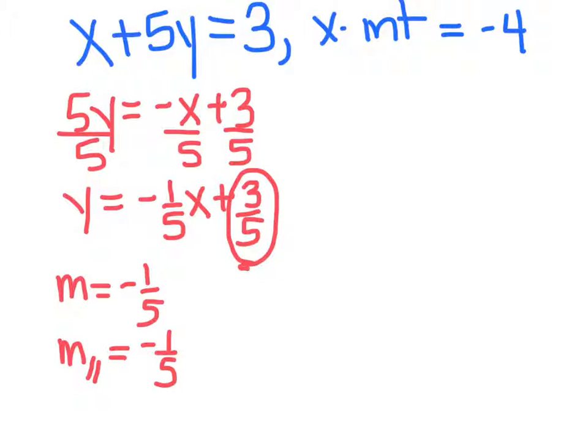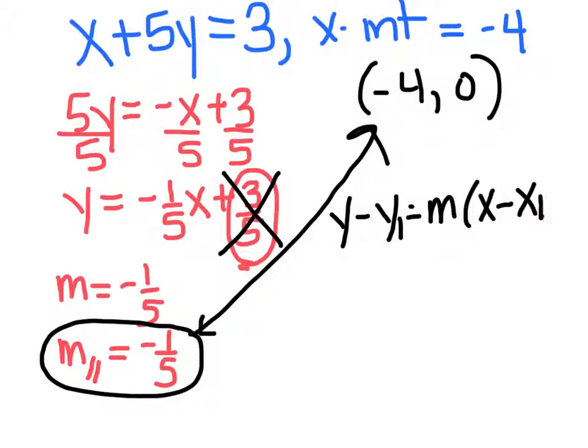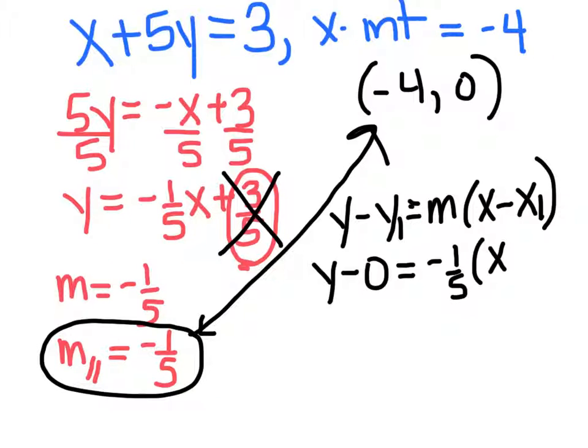So the x-intercept is -4, 0, because an x-intercept always has the y value of 0, and now I don't even use this, I use this slope combined with this x-intercept, and I use the point slope formula. So that would be y minus y1 equals m times x minus x1, and I put in y minus 0 for my y1 equals, the slope is -1/5 times x minus x1, which is going to turn into +4. And that's the equation in point slope form.